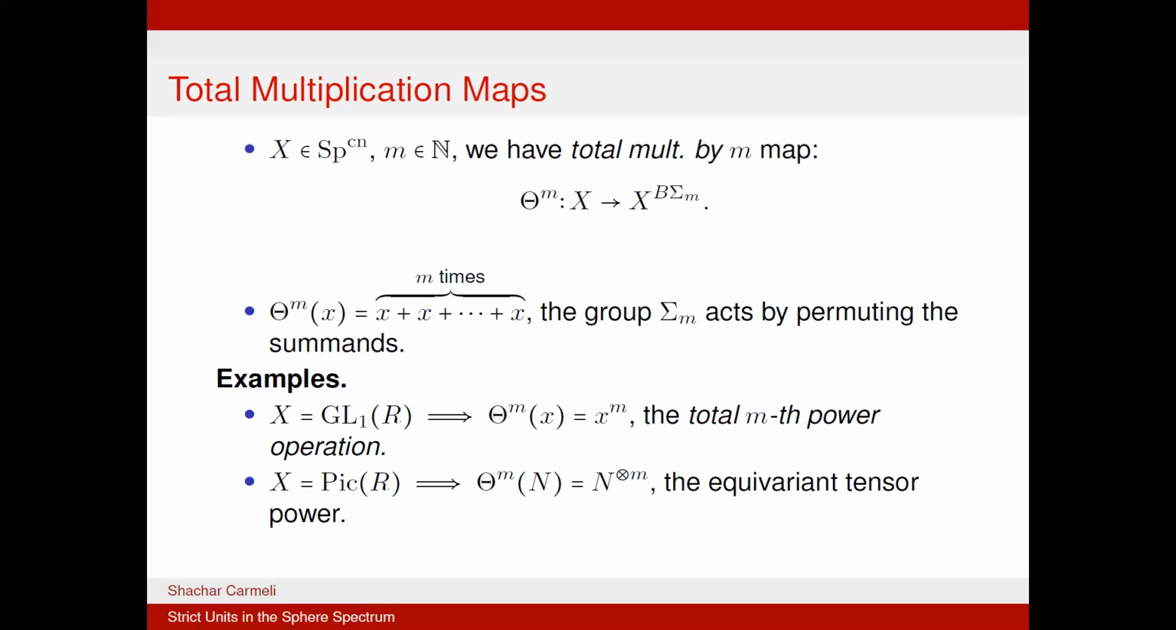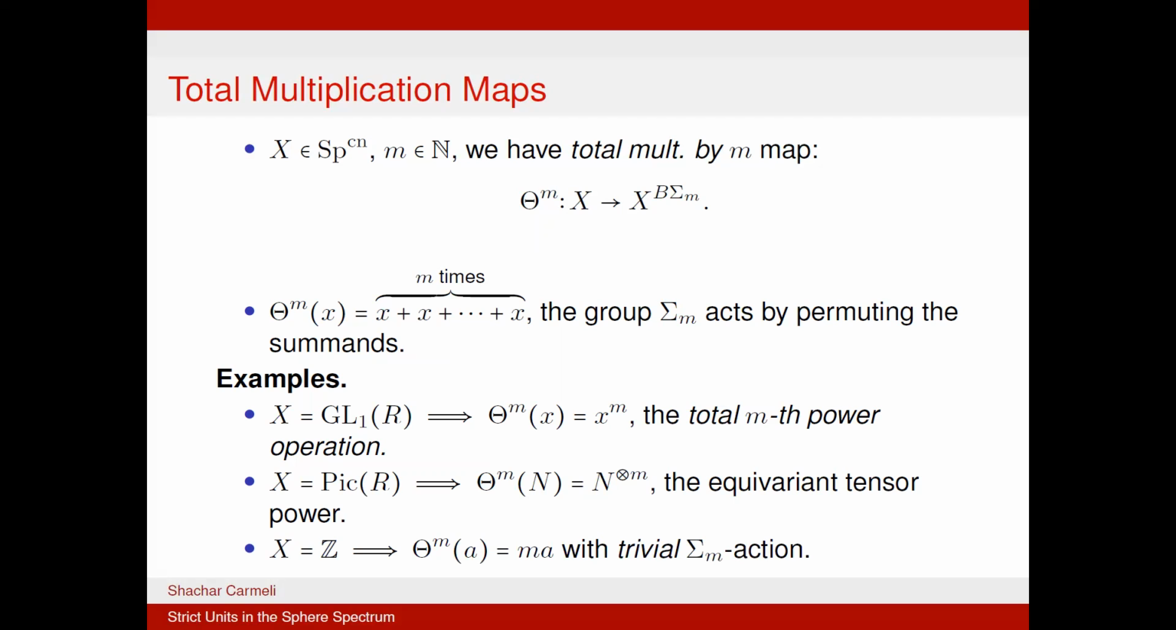If X is the Picard spectrum, well, I will just change the letters. It's still pretty formal, but the idea is that we're tensoring an R-module with itself m times, and remember the cyclic action on the tensor object. So in particular, this has to do with the symmetry of the symmetric monoidal structure on the category of R-modules.